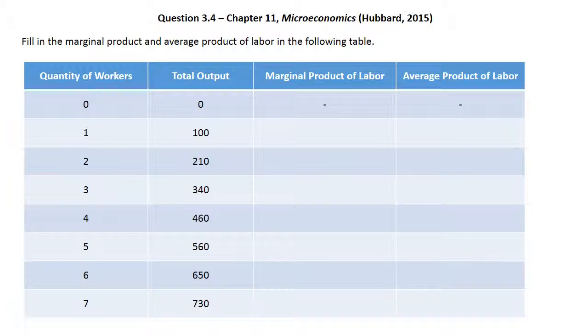So we see that in the first column we have our quantity of workers. The second column gives us our total output. And then we are required to fill in the marginal product of labor and the average product of labor. So let's start with marginal product of labor.